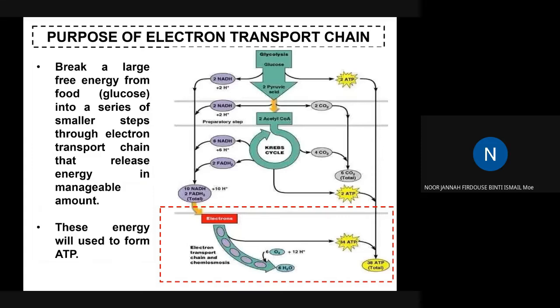So the purpose of electron transport chain is to break a large free energy from glucose into a series of smaller steps through ETC, and then it will release energy in a manageable amount. Bayangkan kalau kita tak manage sikit-sikit. Sekurang-kurangnya dalam Krebs cycle ada 6 NADH. Satu NADH 3 ATP. So 6 NADH kita akan dapat 18 ATP. 6 kali 3, 18. Jadi 18 ATP tu menunjukkan bahawa tenaga yang boleh kita dapat daripada glukos ni adalah sangat besar.